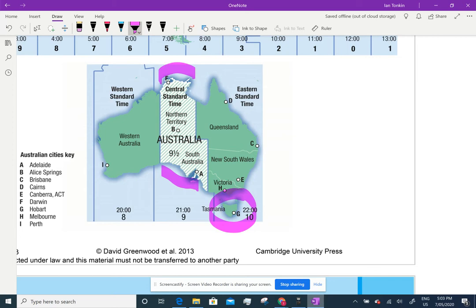So if it's 10 a.m. in New South Wales, you have to go half an hour. It's 9:30 a.m. in South Australia or Northern Territory. And if you're in Western Australia, it's another 2 hours behind us. We're 2 hours ahead of them. It's 2 hours behind us.